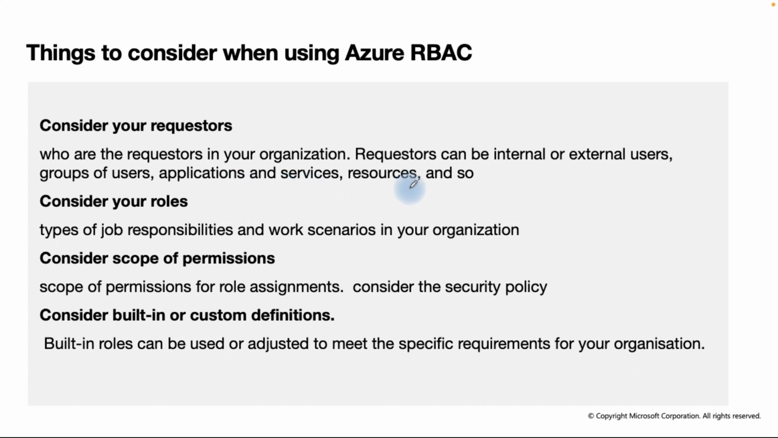Okay. So consider your roles: the type of job, the work scenario, your organization. You need to consider what type of role you need to give the requester. And the scope of the permission: you also need to decide where to give the scope, at the management level or the subscription level. You need to consider that also.